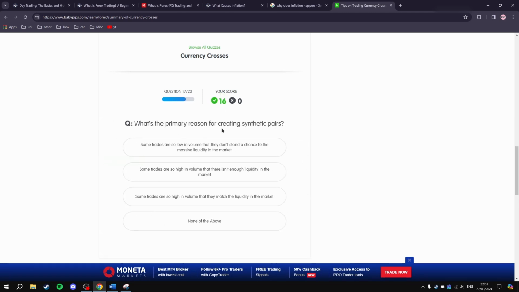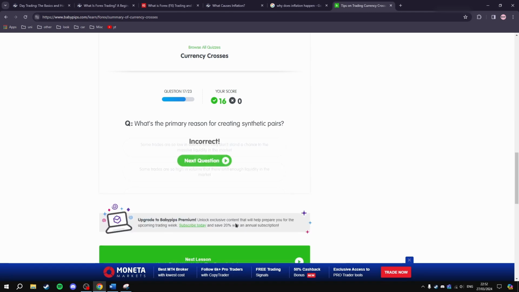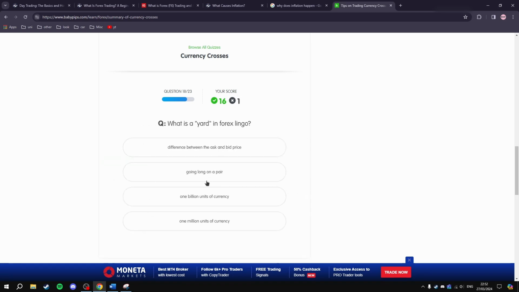What is the primary reason for creating synthetic pairs? Some trades are so low in volume that they don't stand a chance against the massive liquidity in the market. Some trades are so high in volume that there is enough liquidity in the market. Some trades are so high in volume that they match the liquidity. So none of the above, isn't it? Oh no, it's the first one, I think.